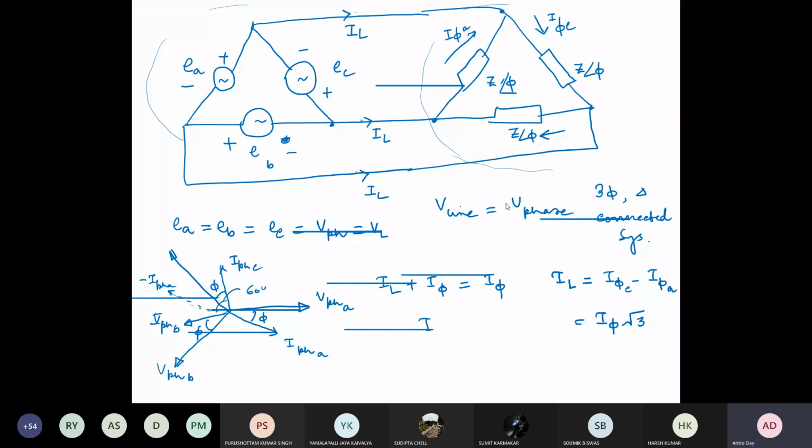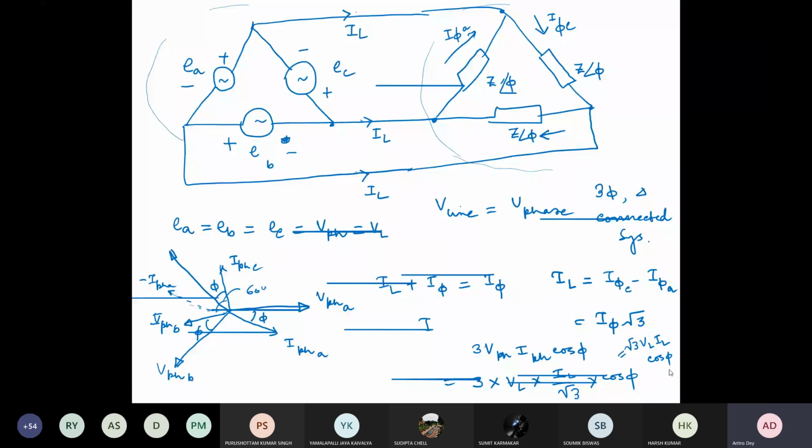And what is the power consumption? It is the same as 3 into V phase into I phase into cos phi. Now 3 into VL, and in place of I phase you can write IL by root 3, into cos phi. So the net power consumption is the same as before. It is root 3 into VL IL cos phi.